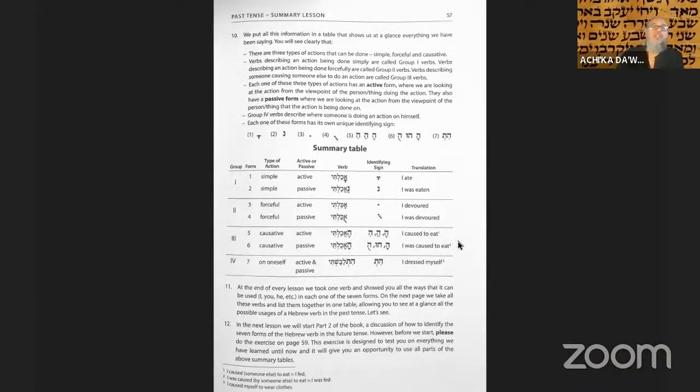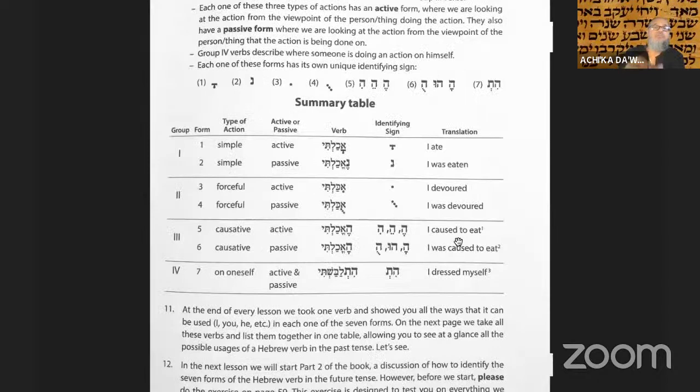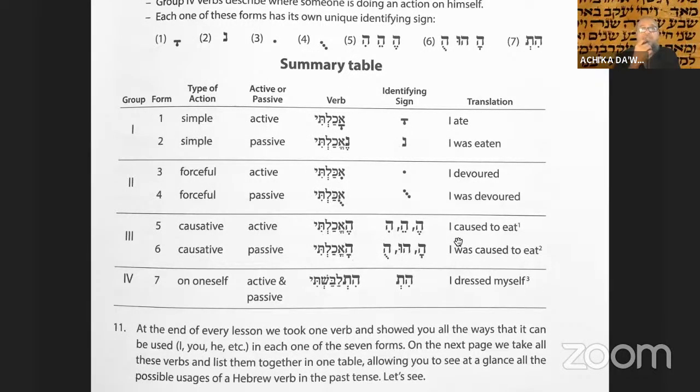All right. So here we have, you're going to get a summary chart. It's going to give you every last one of those identifying signs that you've learned. It's going to tell you what group it's in. It's going to tell you what form it is. And I don't want you to try to memorize the forms. Just understand that within each group, there's 2 different ways it could be done, actively and passively. Active, passive, active, passive. And then connect the symbols. Don't necessarily worry about the pronunciation. Just remember what the symbols look like. And what they represent.